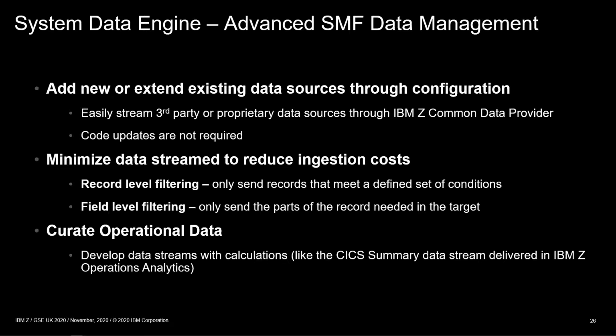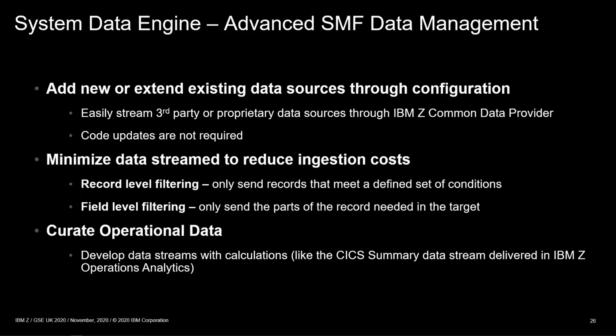The first one is field level filtering, where we only send the parts of the record that are really needed in the target platform. If we think of sending data out to Elastic Stack, we may not need all of the 100, 150 or so fields from a CICS 110 record. In that case, we can send only the 10, 20, 30, or whatever fields we want to drive the analytics. If there's sensitive data or information that we don't want to expose off platform, we can easily pull those fields out and stream only the data that we want. This is another way we can reduce the data volumes that have to go across the network, that have to be stored, or in cases like Splunk, that drive up data ingestion charges.